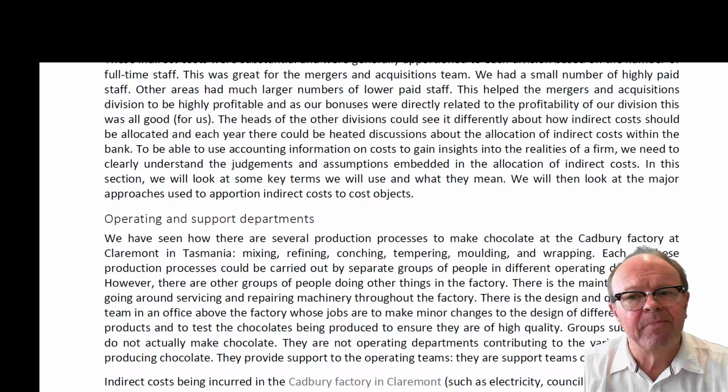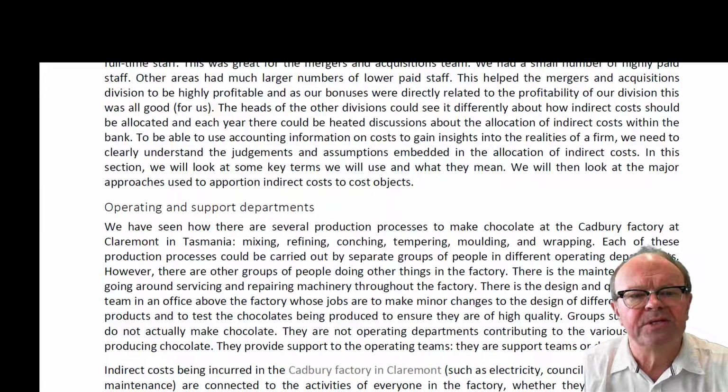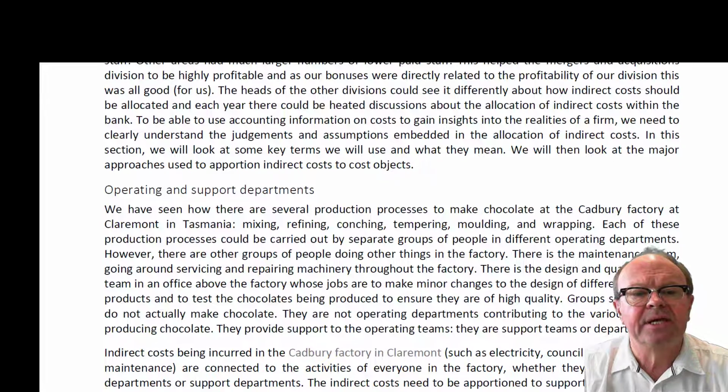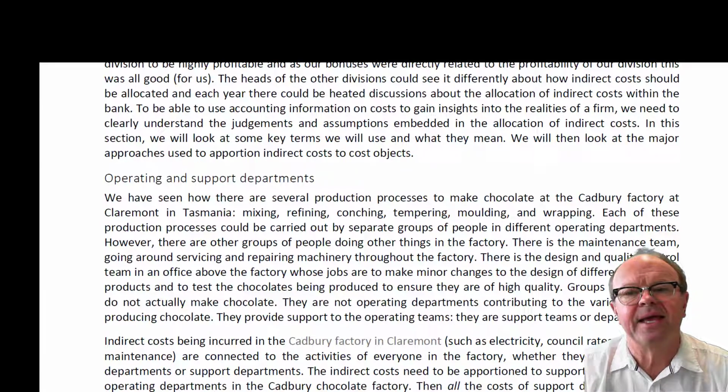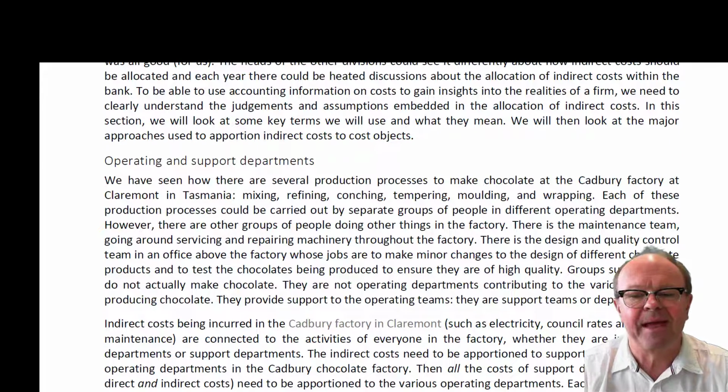We had a small number of highly paid staff. Other areas had much larger numbers of lower paid staff. This helped the mergers and acquisitions division to be highly profitable, and as our bonuses were directly related to the profitability of our division, this was all good for us. The heads of the other divisions could see it differently about how indirect costs should be allocated, and each year there could be heated discussions about the allocation of indirect costs within the bank.